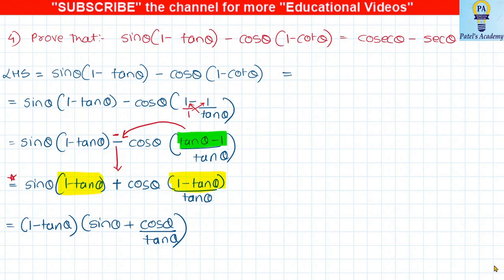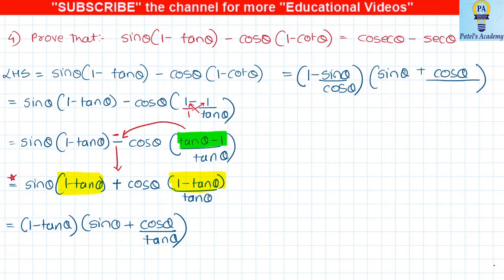Now we have 1 minus tan theta, so I'll write 1 minus tan theta as sin theta upon cos theta bracket, sin theta as it is plus cos theta as it is. Now instead of tan theta I'm writing sin theta upon cos theta. Only this part I've written in red so that you understand. In the next step I'm going to shift this sin theta upon cos theta up, and side by side, students, I'm going to do cross multiplication or LCM in the first bracket. So if I do LCM in the first bracket, what will I get?